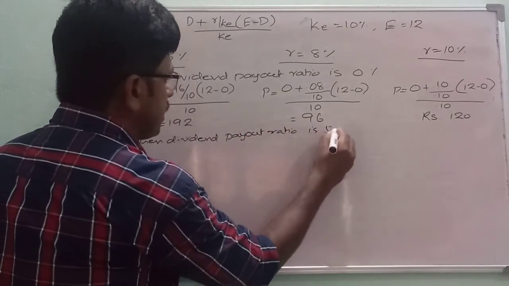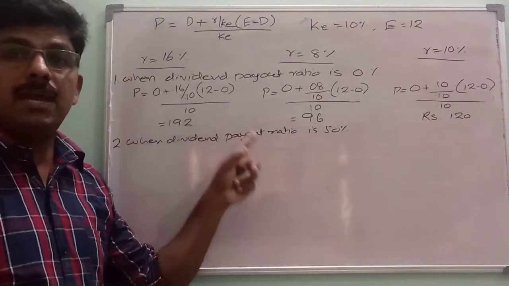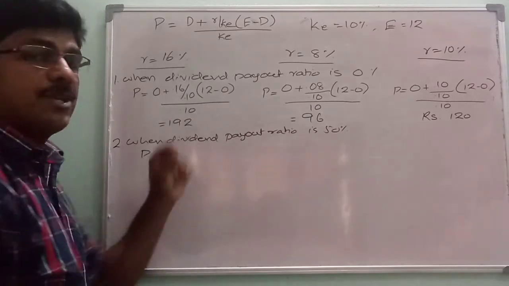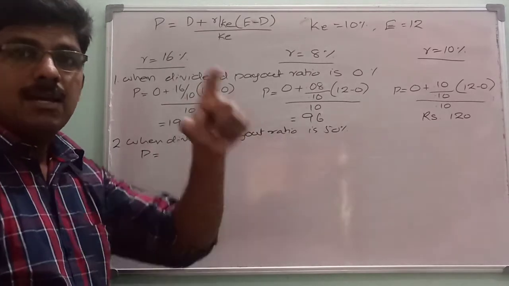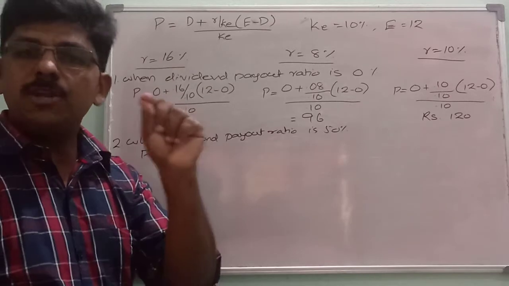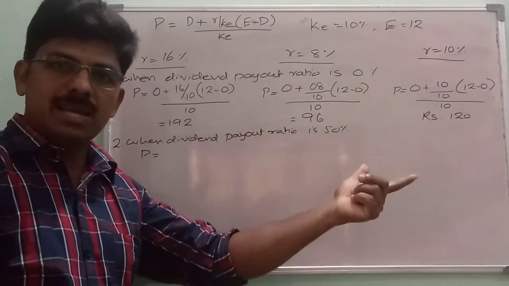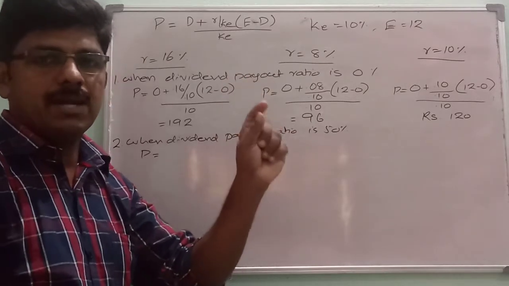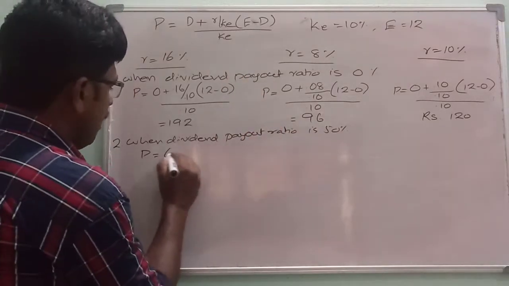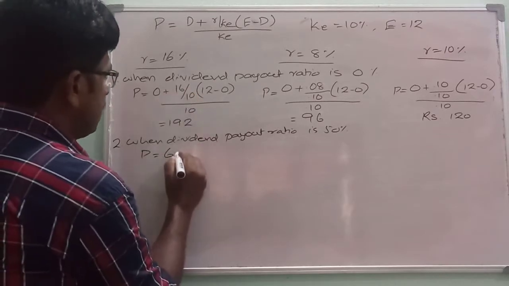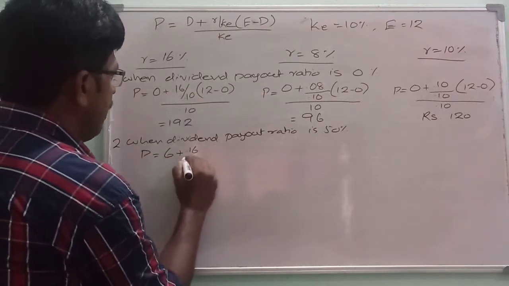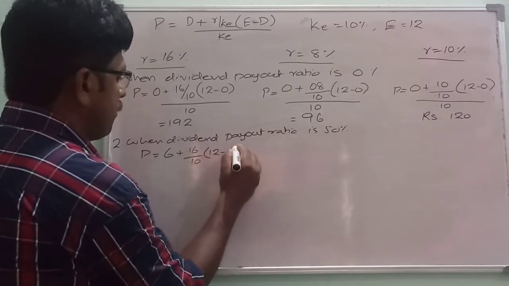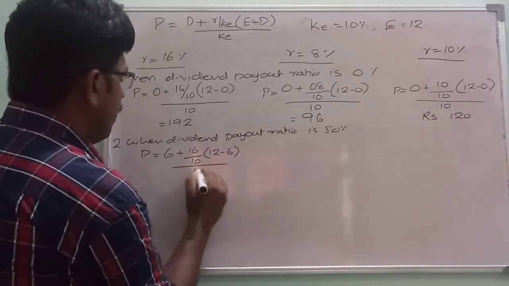is 50%. P is equal to payout ratio 50%. Total earnings are 12 rupees, and 50% of that is declared: 12 into 50 by 100 is equal to 6. Dividend is equal to 6 rupees. So P is 6 plus 0.16 divided by 0.10 into 12 minus 6 divided by 0.10.